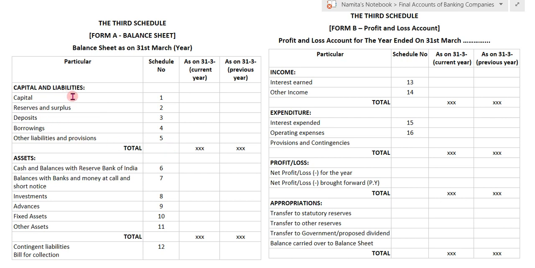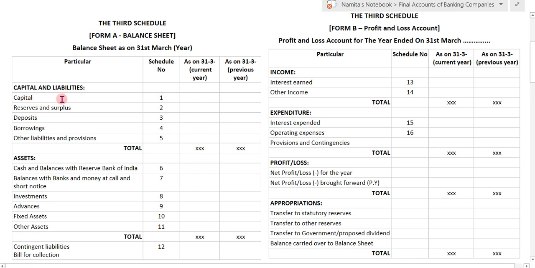In capital and liabilities, the first schedule is capital, schedule number 1. Schedule number 2 is reserves and surplus. Schedule number 3 is deposits. Schedule number 4 is borrowings. And schedule number 5 is other liabilities and provisions. And the total of all these 5 schedules will be written over here.